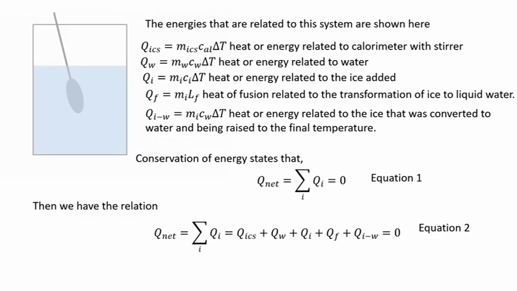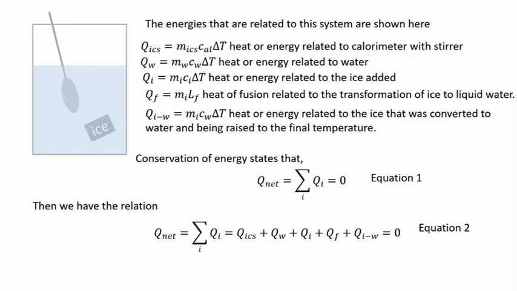The energies that are related to the system are shown here. We have the heat or energy related to the calorimeter with stirrer, both made of aluminum. The heat from the water inside the calorimeter. The heat from the ice added. The heat of fusion for the conversion of ice to liquid water. Then we have the heat for the water from ice being raised from 0 degrees to the final temperature.